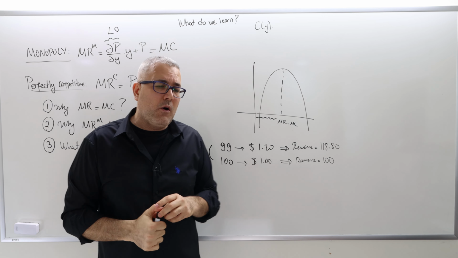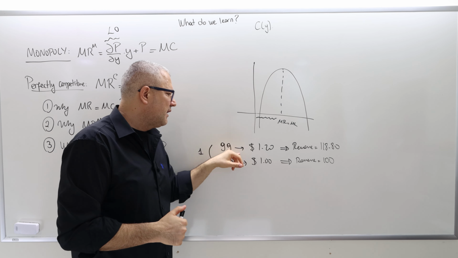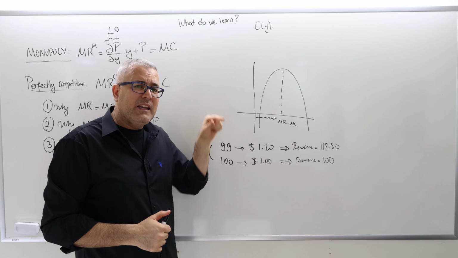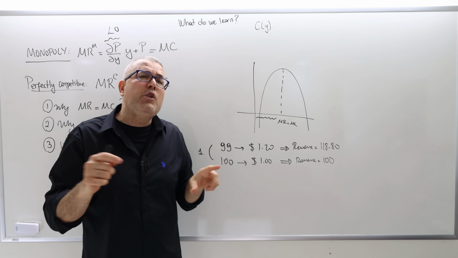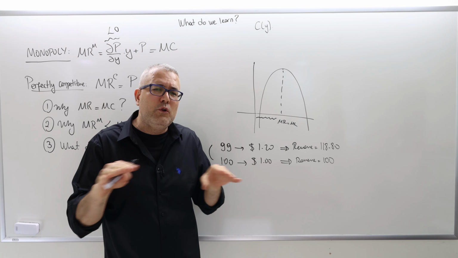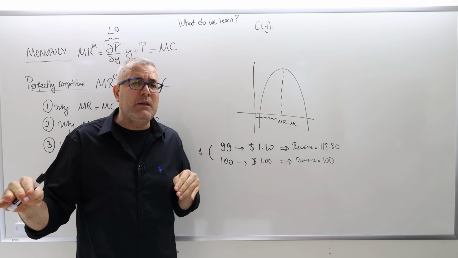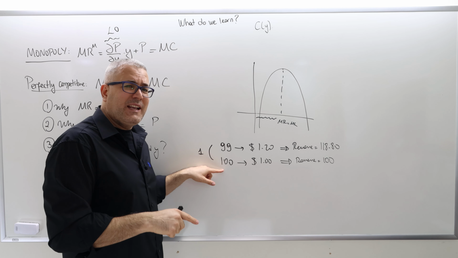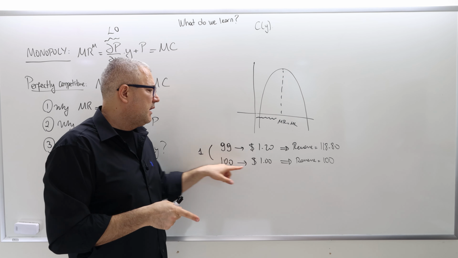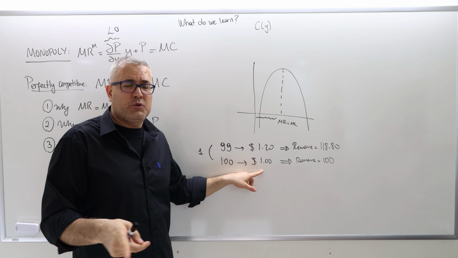You can't say, oh, I'm going to sell all the 99 units at $1.20, and then the 100th unit is going to be $1, so I make a discount. No, this is the assumption of uniform pricing, and it's so important. You have to charge the same price for all the products. So when I sell 100 products, the price is $1 for each of those 100 products.